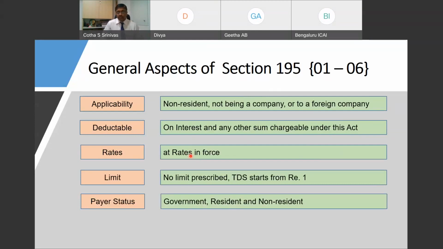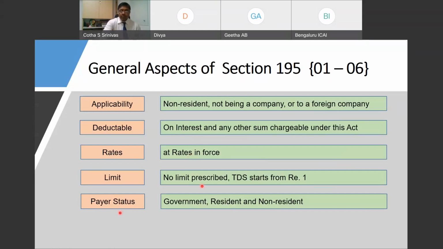Payer status. Who is the payer? What is the status of the payer? The payer can be a government. So whenever a government is making payment to a non-resident, these TDS provisions will be applicable. Whenever a resident is making payment to a non-resident, TDS is applicable. And whenever a non-resident is making payment to another non-resident, TDS will be applicable. Now you must be wondering, outside the country, if one non-resident makes payment to another non-resident, how will the Income Tax Act be applicable to them? How will they deduct TDS from one non-resident's payment to another non-resident? It's not that in all cases that will be applicable. In exceptional cases that will be applicable.